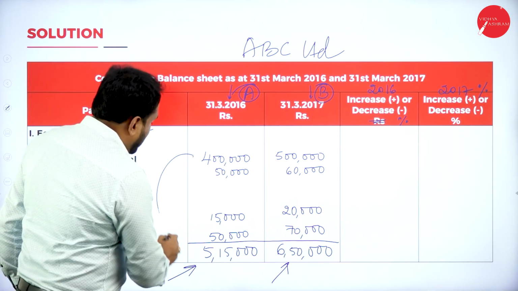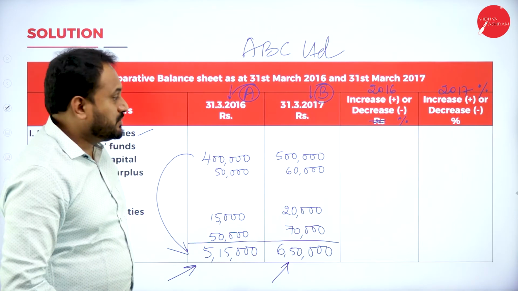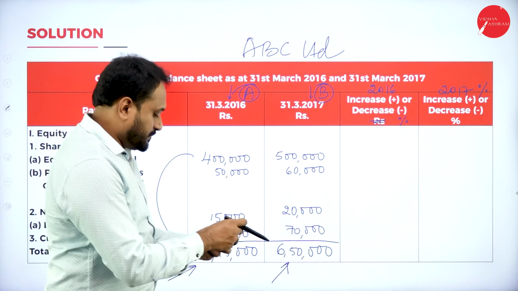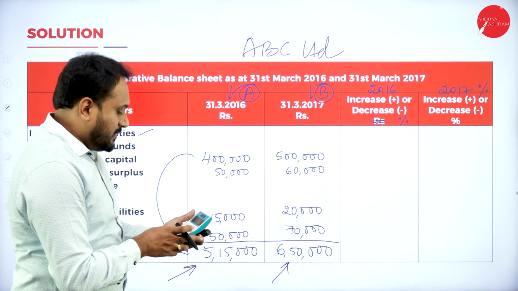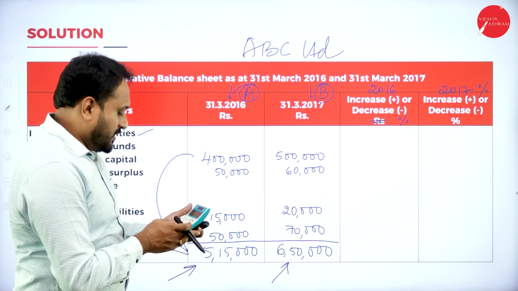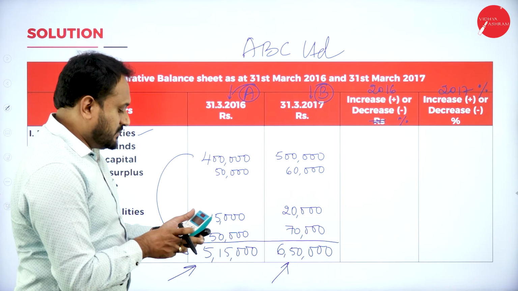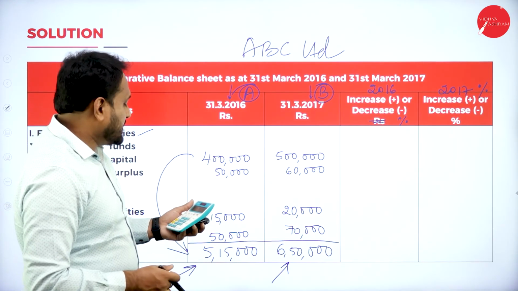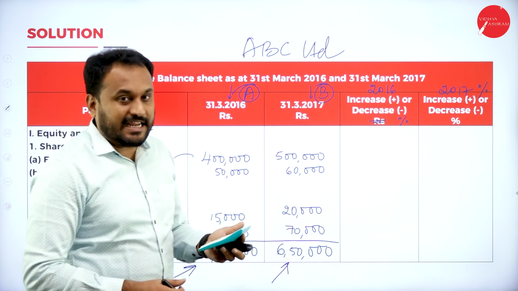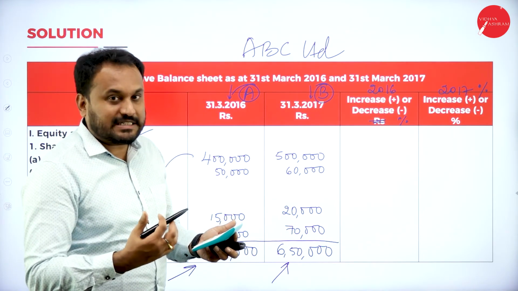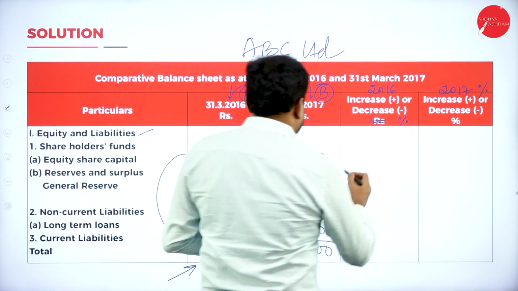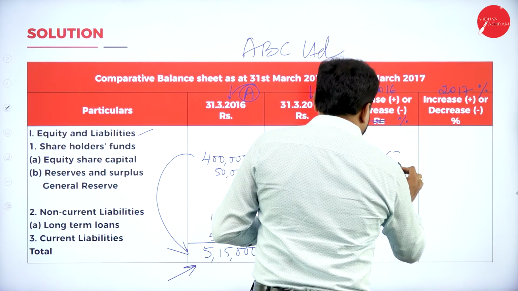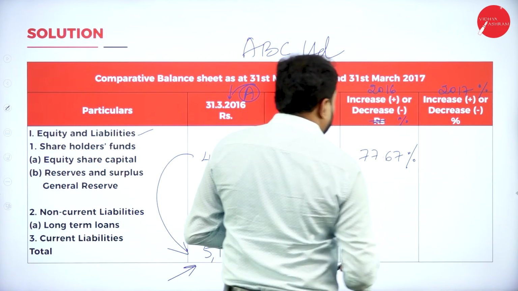4 lakh divided by 5,15,000. That is where you will go with this. So take your calculator here. 4 lakh divided by 5,15,000 into 100. So you got 77.669, so you can go with 77.67. 77.67 percentage. It's all percent.